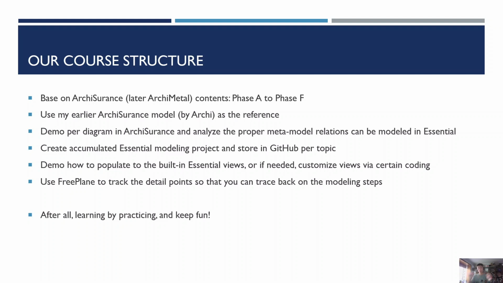It's not apple to apple, I believe, because in ArchiSurance, for example, we have business capability, which can realize a certain business target, drivers or goals. In Essential, we need to analyze the Essential meta-model in the business layer: what are the relations between the business capability and these requirements-related classes? Then we can try to put in a certain linkage.